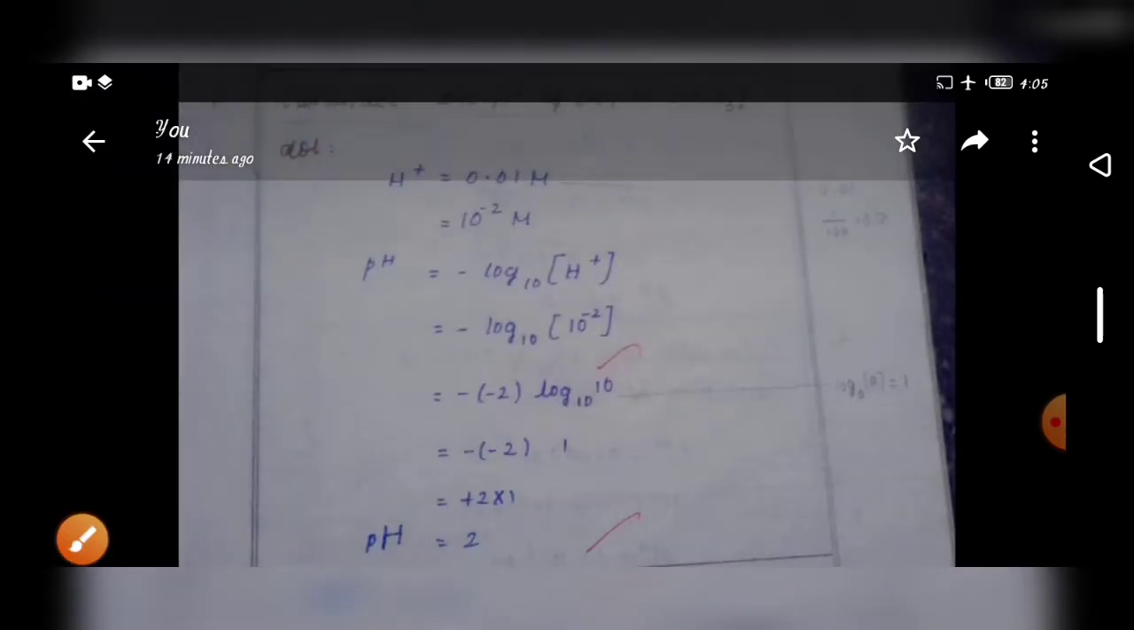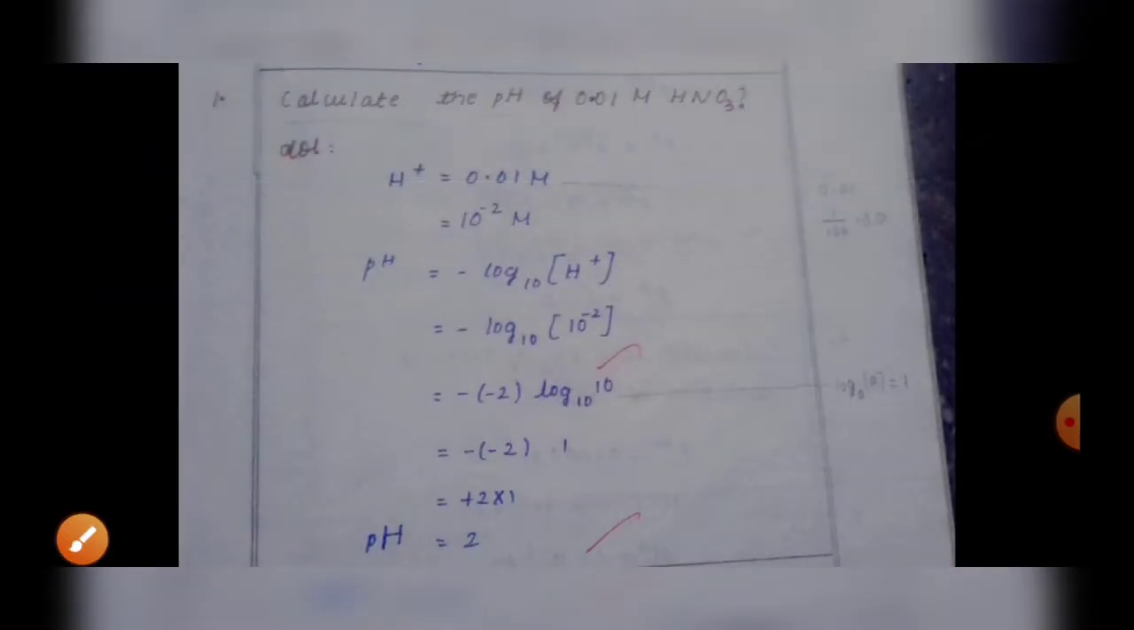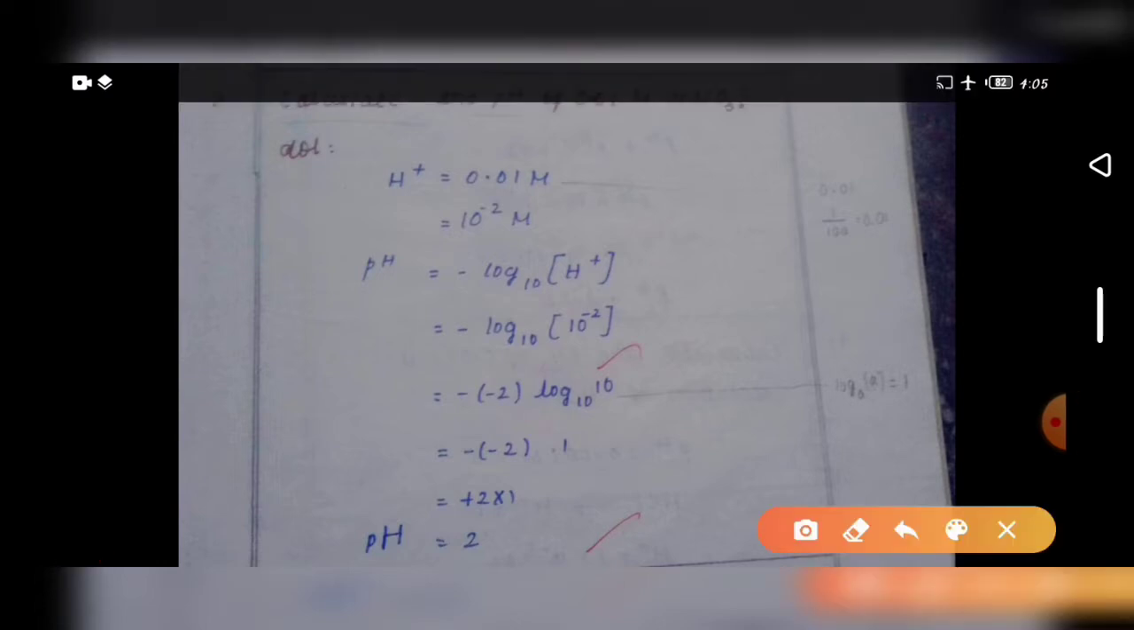First sum, see here, they have given: calculate the pH of 0.01 M HNO3. You know very well HNO3 splits as H plus and NO3 minus. How many H are here? Only one H is here. So the value is 1. So you have to convert this H plus ion concentration.